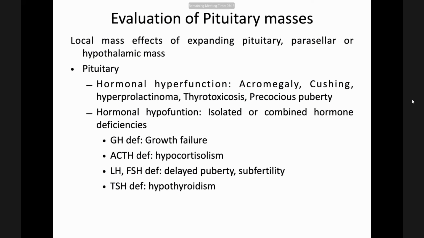Similarly, TRH or TSH oversecretion may result in thyrotoxicosis. Similarly, when there is excess LH or luteinizing hormone or follicle stimulating hormone, or increased LH before the time of puberty, then the patient may present with precocious puberty. That is puberty before the defined time.